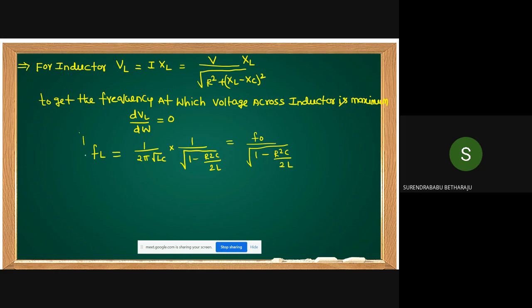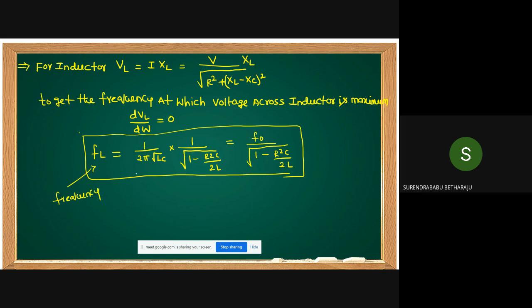Okay, this is the frequency at which voltage across the inductor is maximum. Sir, how am I getting this one, sir? Just differentiate and equate to 0, sir. This is the frequency at which voltage across the inductor is maximum.